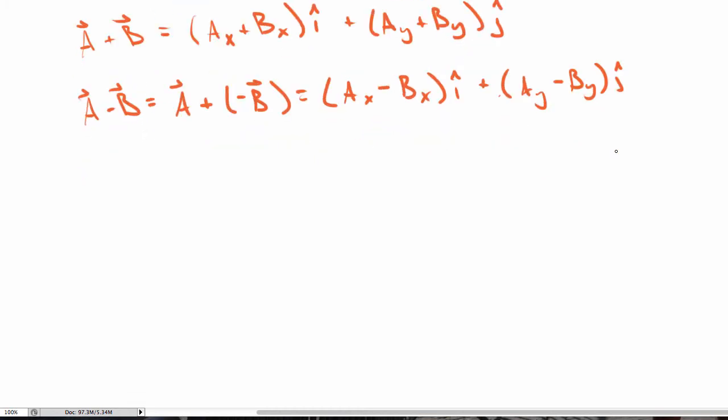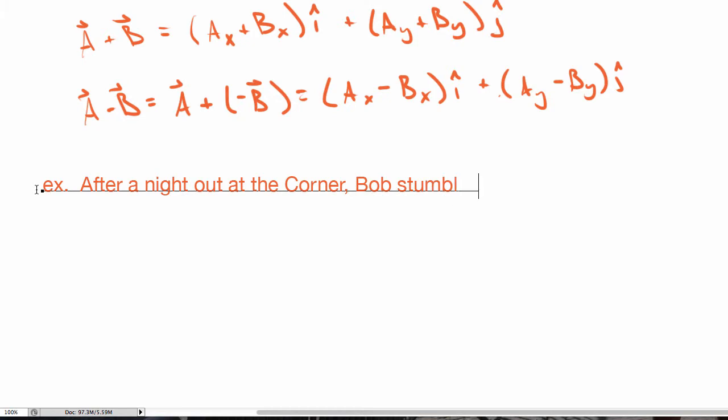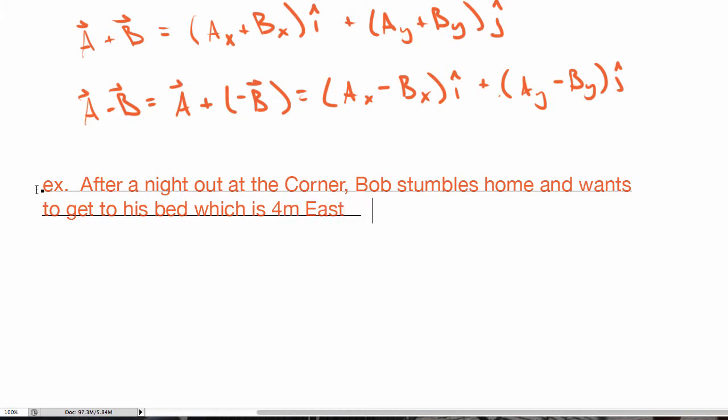All right, so let's go ahead and do a bit of an example adding vectors together. We'll do more than two. We'll actually do 4 vectors. So we're going to do this example involving Bob. So after a night out at the corner brewery, some of you may know, Bob stumbles home and wants to get to his bed, which is 4 meters east of the door. But in order to get there, he kind of wanders a bit.